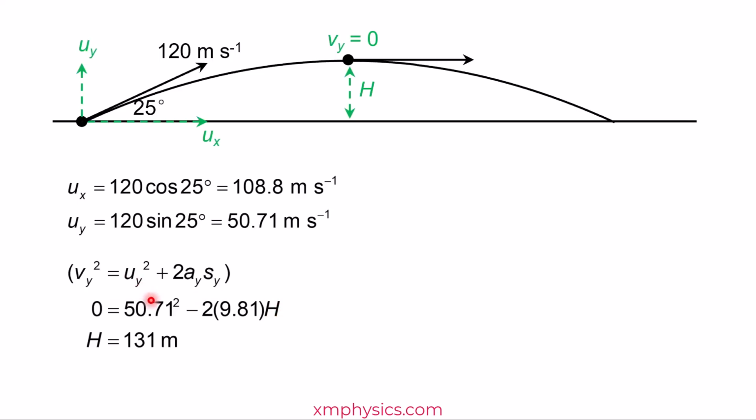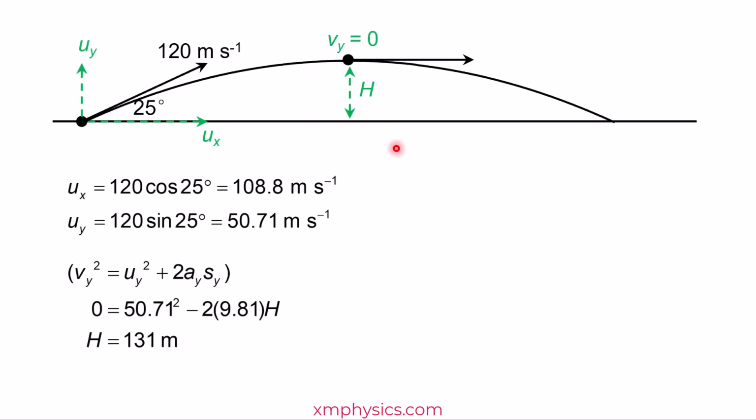For u, make sure you're putting in the vertical component. Don't make the mistake of putting in 120 meters per second. And the acceleration is negative 9.81 because we are using upward to be positive. So ta-da, you get the maximum height, just like this. It's so easy, huh?